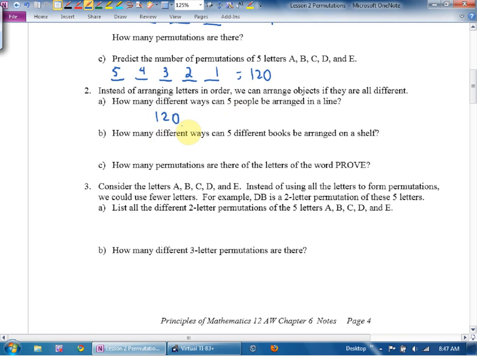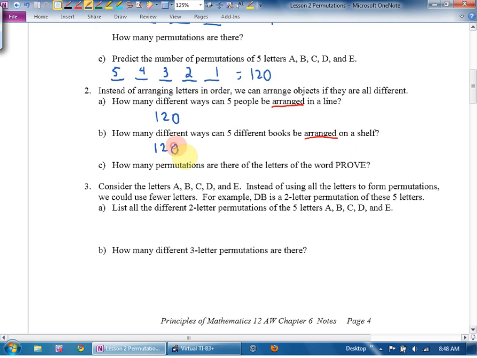Or how many ways can five different books be arranged on a shelf? Now, there is a bit of a trigger word here. What I'd like you to do is underline or highlight the word arranged. The word arranged is what tells you it's a permutation. Specifically on a test, if you're not sure whether this is a permutation or a combination, we haven't done combinations yet, but you will by the time you get to the test. If I use the word arranged or arrangement, it's a permutation. So how many ways can five different books be arranged on a shelf? 120.